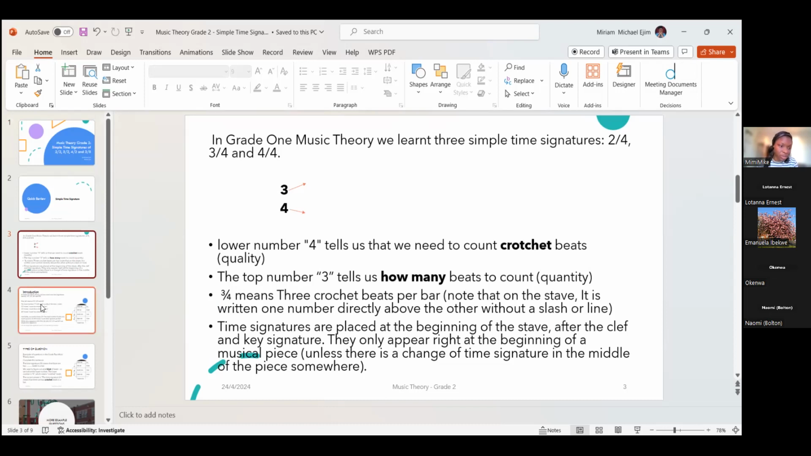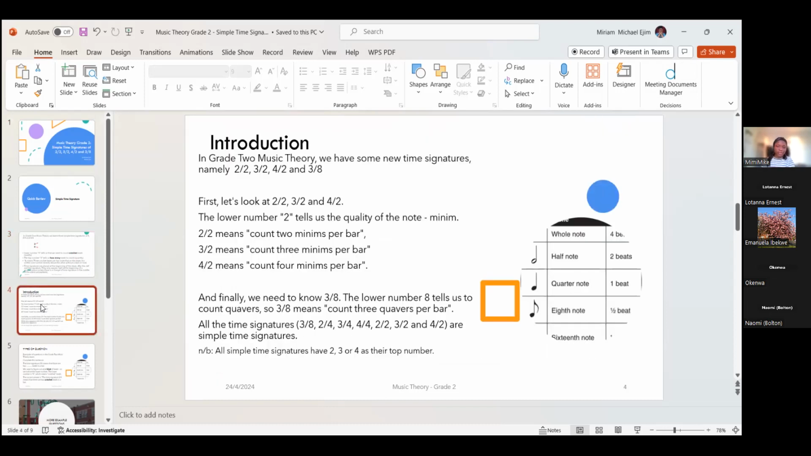So we're going to move on to grade 2. So in grade 2, we have new time signatures. So we have 2-2, 3-2, 4-2, and 3-8. Mind you, all of these are still simple time signatures. Because their numerator, that's the top number, is either 2, 3, or 4, that's why they are called simple time signatures.